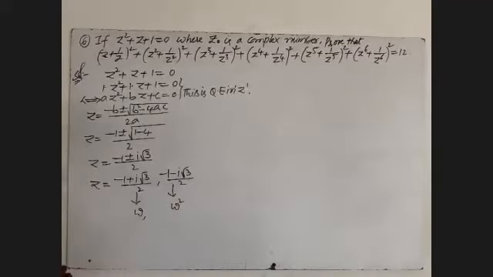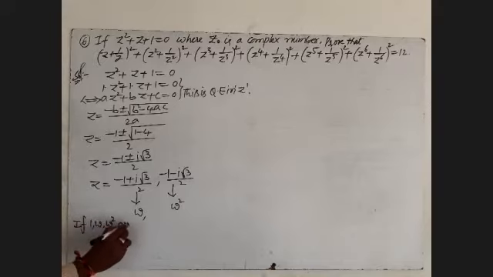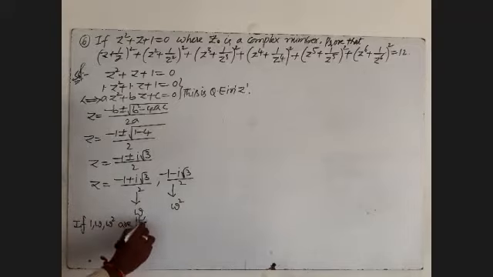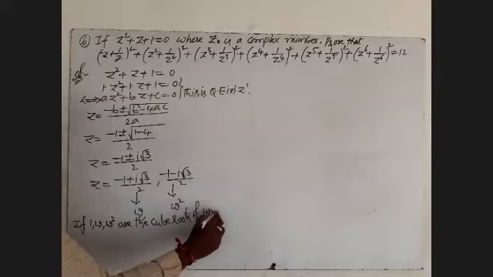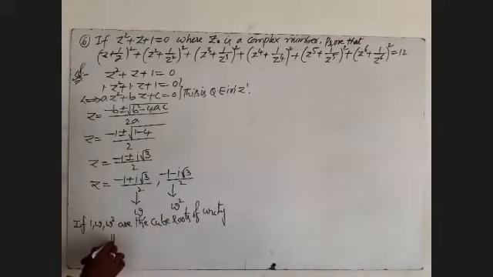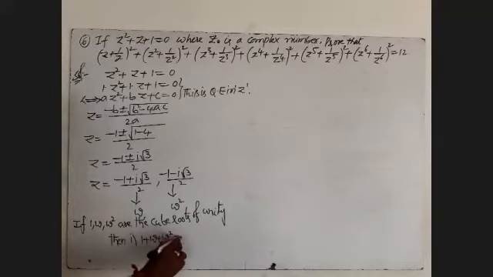This is the value of omega, and after that, this is the value of omega square. We will observe that 1, omega, omega square are the cube roots of unity. Then here the first condition is 1 plus omega plus omega square is equal to 0. Here the second condition is omega cube is equal to 1.